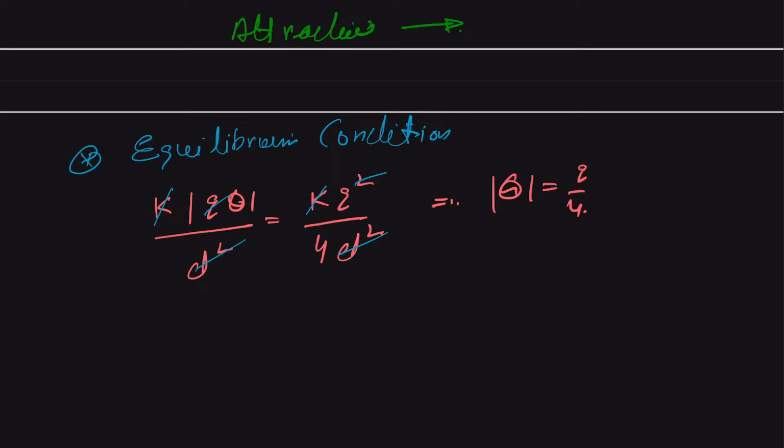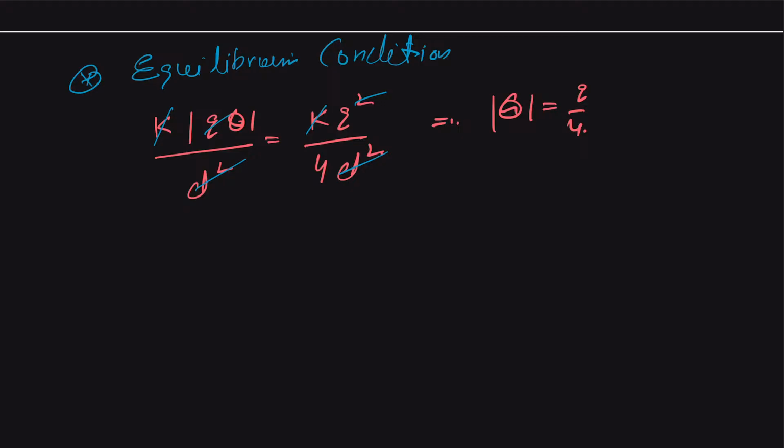Okay. And this will be attractive only when the sign of Q is negative. So this capital Q will be equal to minus of Q by 4.